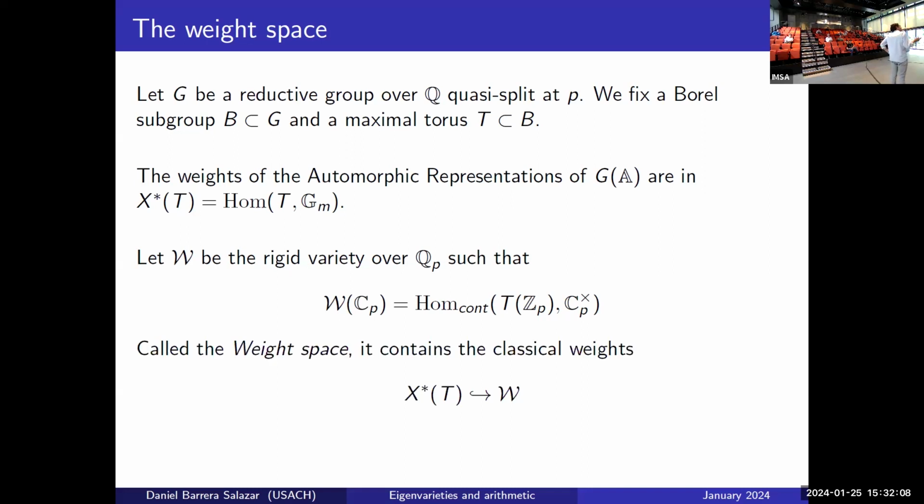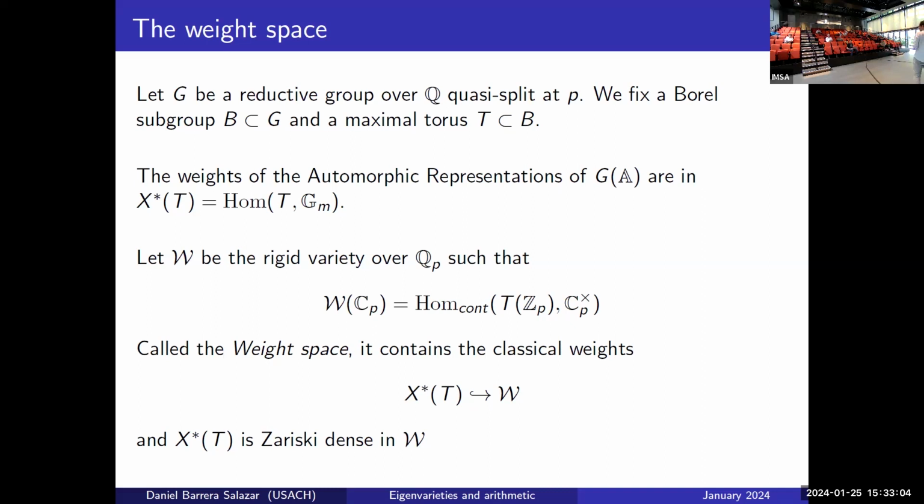And something good is that this space contains the classical weights, because for any algebraic character you can just look at the points of the algebraic character and you get a point in the rigid space. But there is something very interesting: the image of the classical weights is very dense. So now you obtain a space which is a rigid variety, in analytic non-Archimedean geometry, which is really a variety, and you have inside a dense set of points. So now it makes sense to ask if we can form the automorphic representations over this W. These are the eigenvarieties. So I will give you some ideas of the construction now.